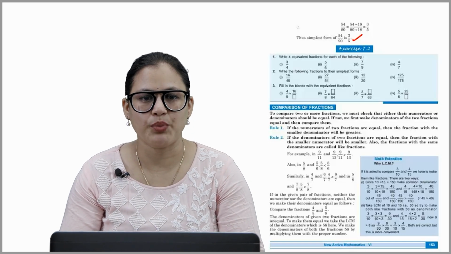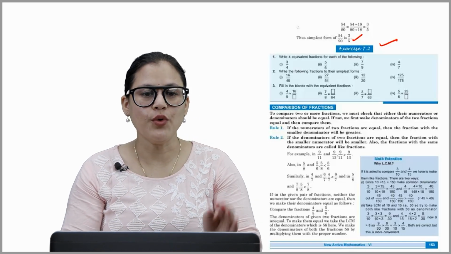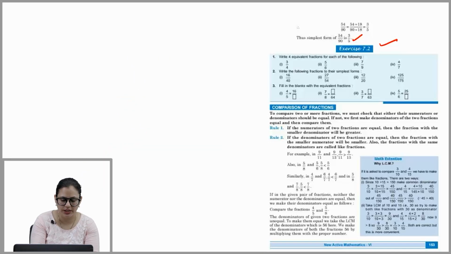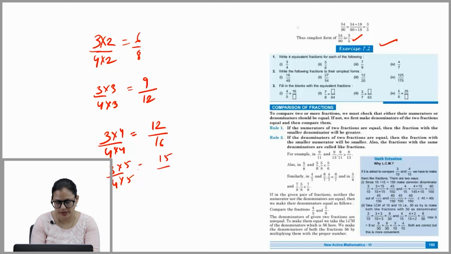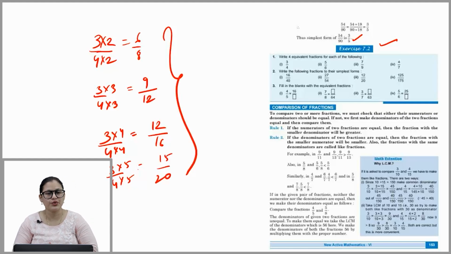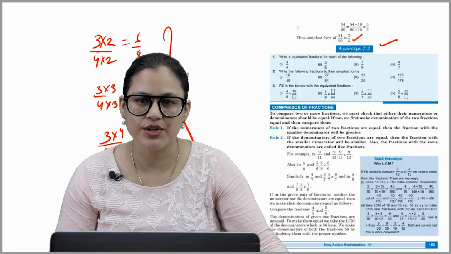Let's do exercise 7.2. Write 4 equivalent fractions for each of the following. 3 by 4, okay. Multiply by 2, 6 by 8. 3 by 4, multiply by 3, 9 by 12. Then multiply this by 4, 12 by 16. Then you will multiply by 5, so you will get 15 by 20, okay. So these are the 4 equivalent fractions of 3 by 4, right? Next, comparison of fractions.